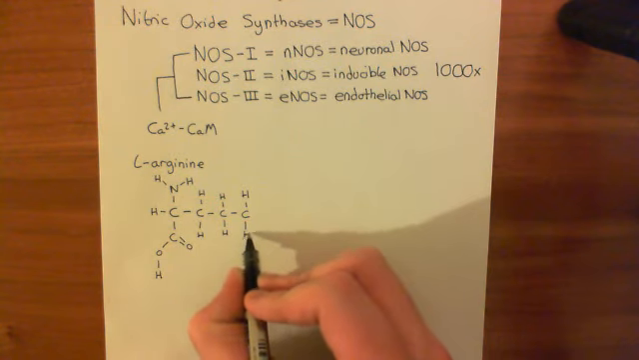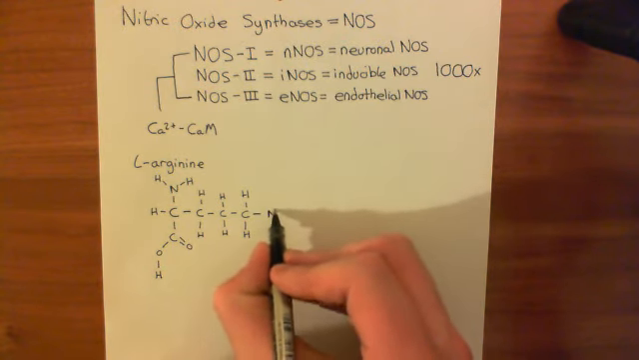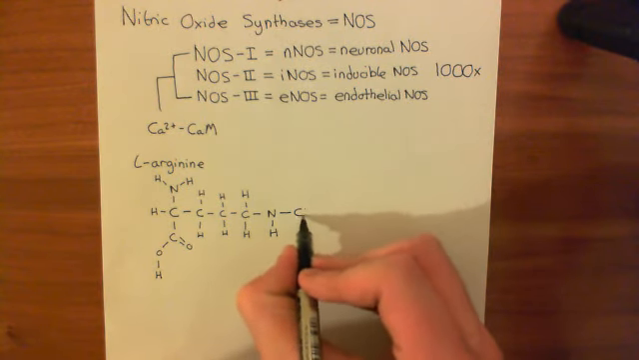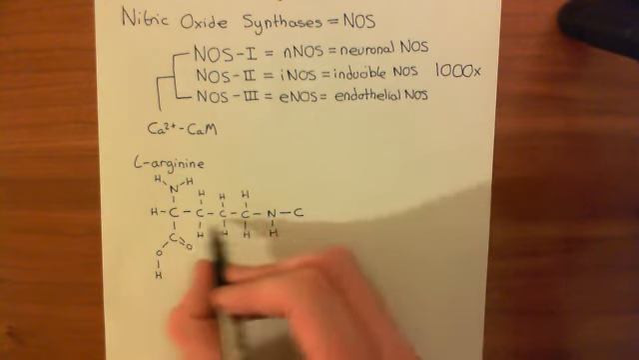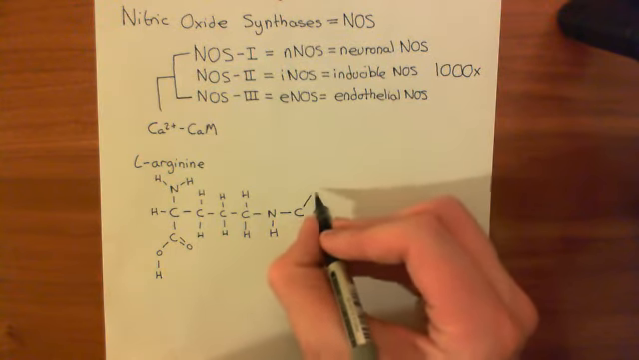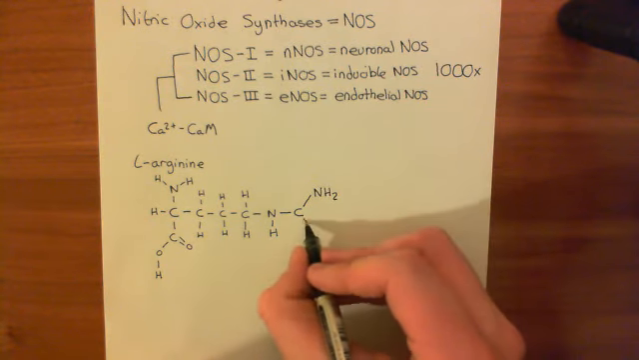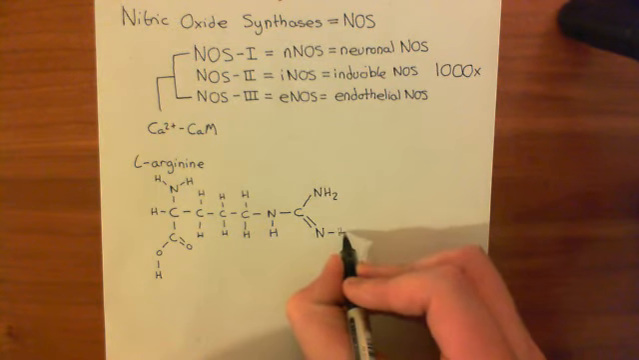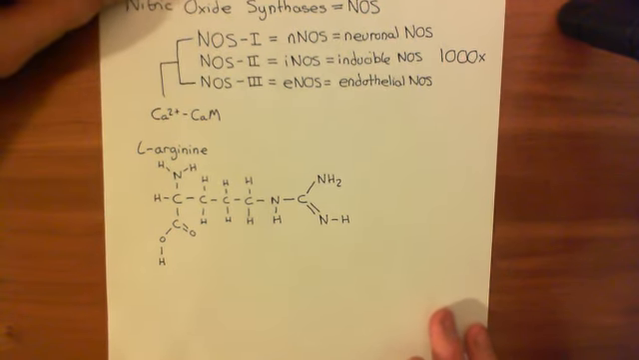okay, and then, after that third methylene, you have a nitrogen atom here, with a single hydrogen off it, and then it's bound to another carbon. So this is the fifth entry in this chain of the alpha carbon, and then this carbon has an amino group coming off it, like so, and then it is double bonded to a nitrogen, which then has a hydrogen coming off it. Now that's the structure of L-arginine.